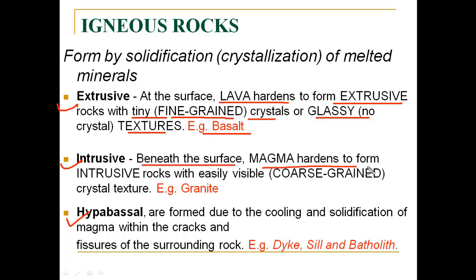Intrusive igneous rock, the name itself suggests, is formed due to solidification of magma beneath the earth crust. When magma hardens to form intrusive rocks, their grains or crystals are easily visible. They are called coarse grained rocks, or their crystals are larger in size. Example, granite. Hypabyssal rock is formed due to the cooling and solidification of magma within the cracks and fissures of surrounding rock. They form shapes: dike, sill, batholith, laccolith, etc. We'll learn about hypabyssal rock in detail in the next session.